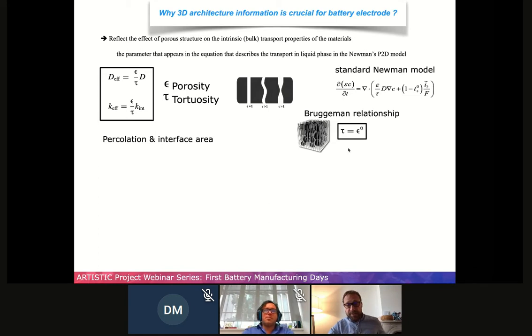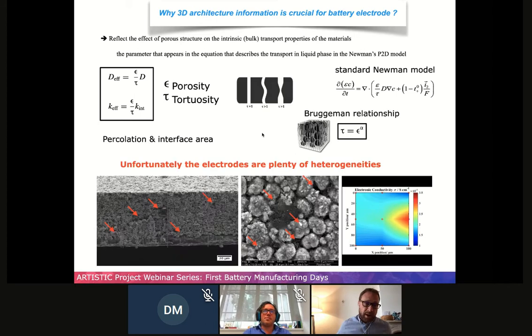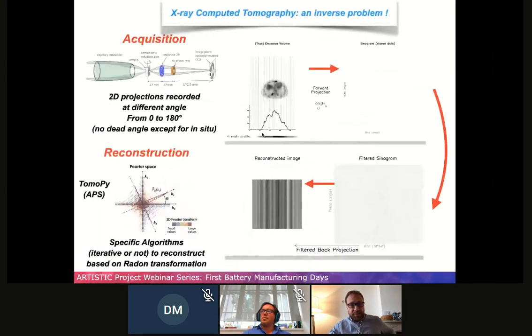So you can estimate, with some relationship, the relation between the tortuosity and the porosity, for example, with Bruggeman, but in real life it is more complicated than that because, unfortunately, you have plenty of heterogeneity in the electrode. So you need to have more details about the 3D structure in the electrode. That's why X-ray tomography is a tool which can provide you real details in 3D with high accuracy. And this is the basis of the tomography here.